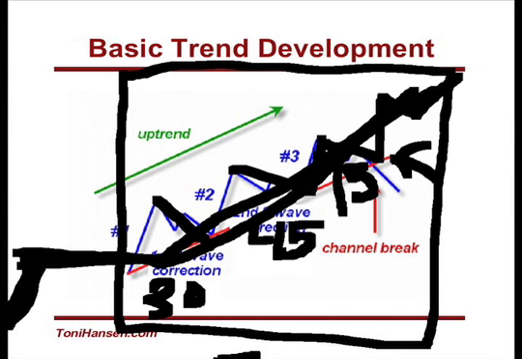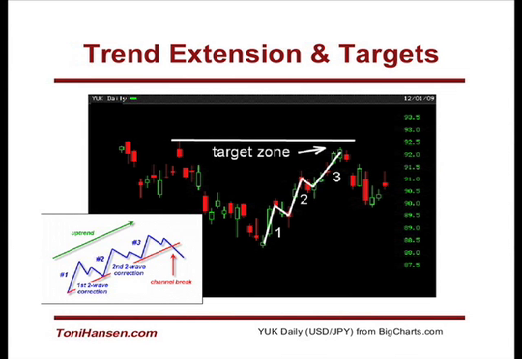Here's an example of that YUK we were looking at earlier. And what you can see here is that in addition to where it was this V bottom, in terms of the momentum, also notice that on that bounce, there were 3 waves of buying, and the momentum slowed on that 3rd wave of buying compared to the previous 2.